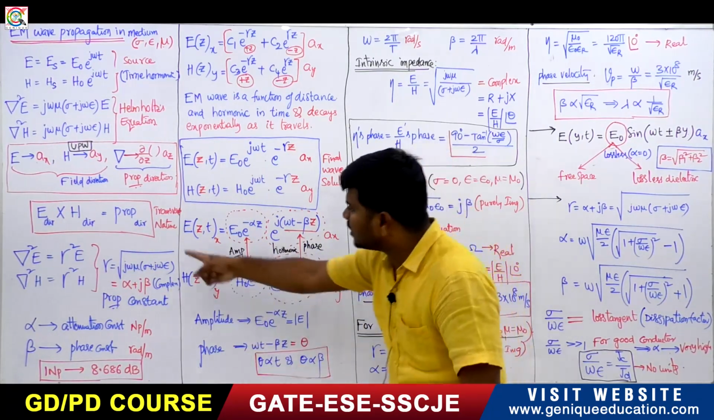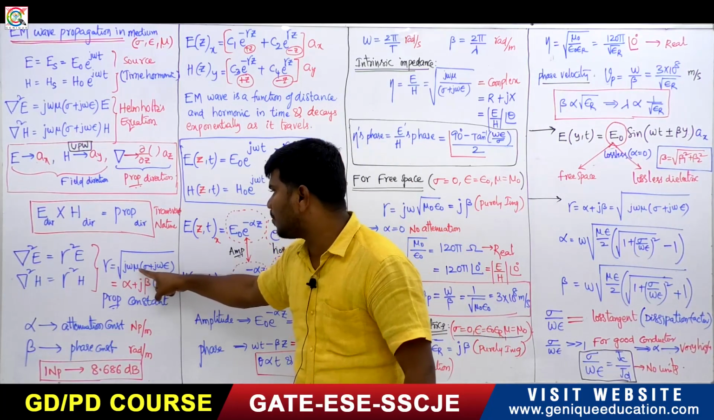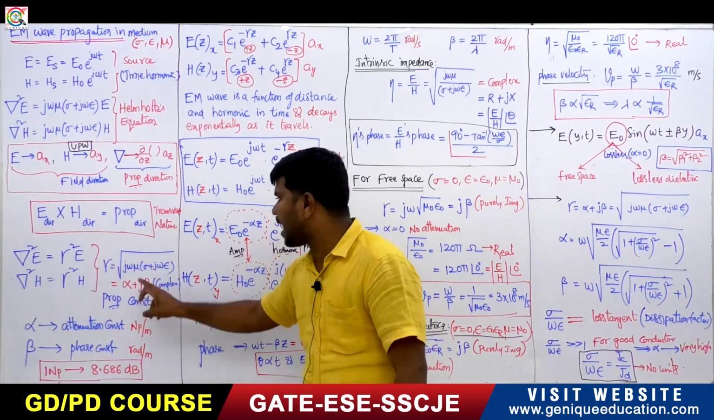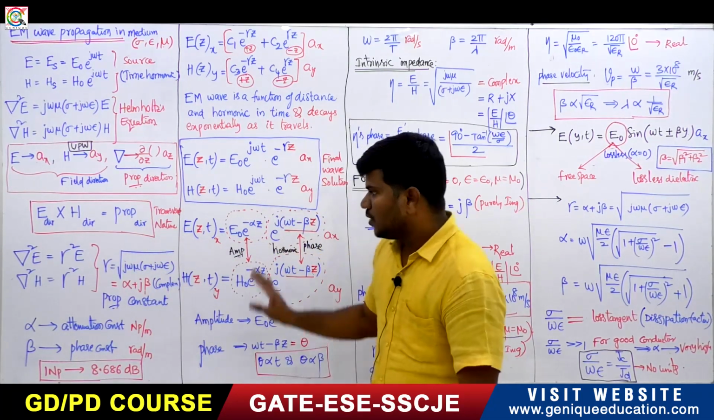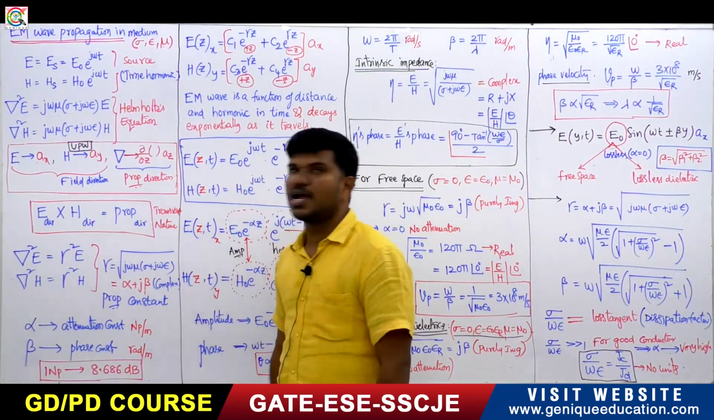If you observe this, it is a complex quantity. j omega mu sigma plus j omega epsilon is a complex quantity. I am writing this complex quantity as alpha plus j beta. So this is called the propagation constant.